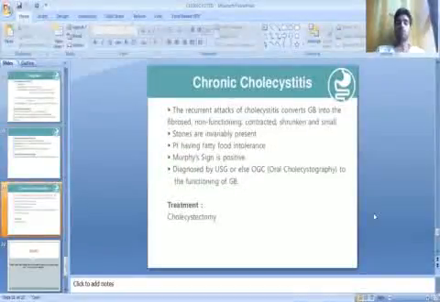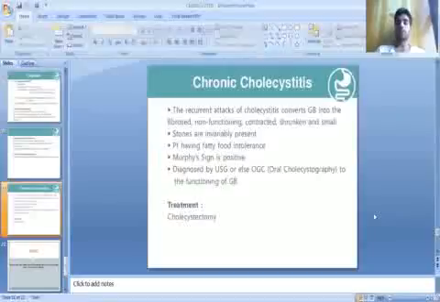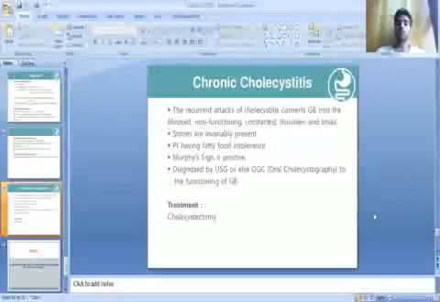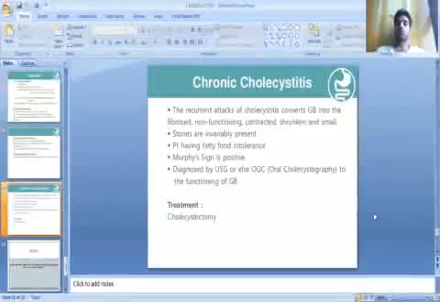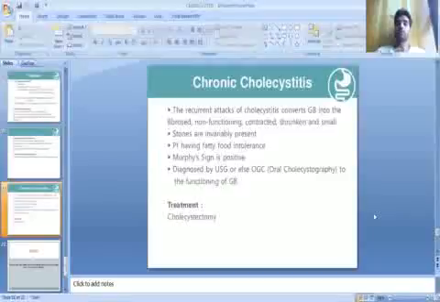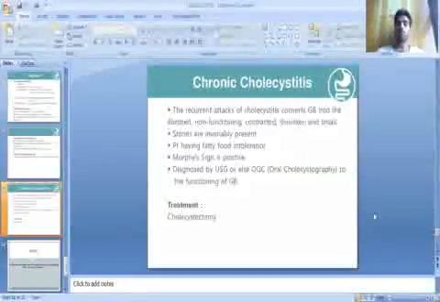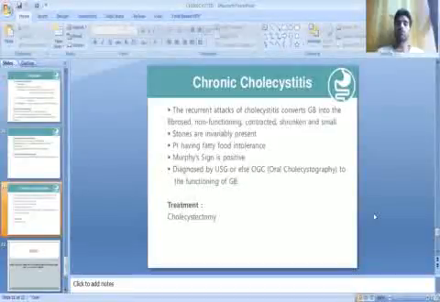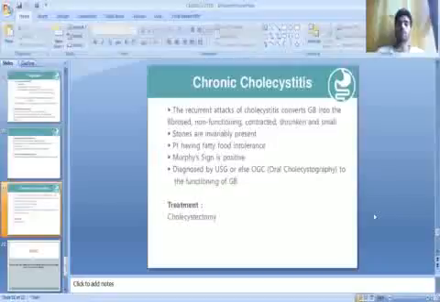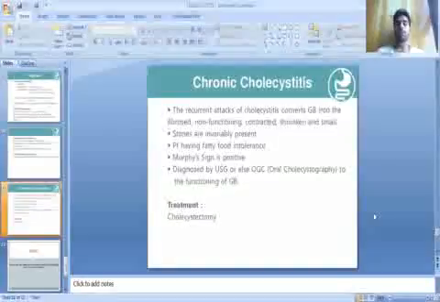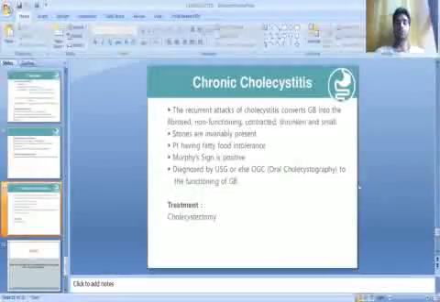Now, the second one is chronic cholecystitis. Recurrent attacks of cholecystitis convert the gallbladder into a fibrosed, non-functioning, contracted, shrunken and small organ. Stones are invariably present. The patient has fatty food intolerance. Murphy sign is positive. Diagnosed by USG or oral cholecystography to assess gallbladder function. Treatment: cholecystectomy, as we discussed in previous slides.